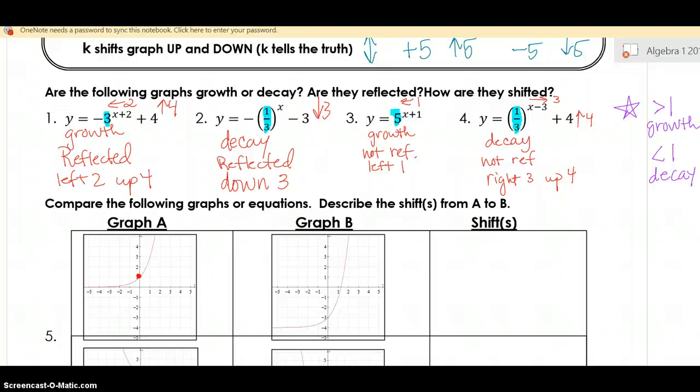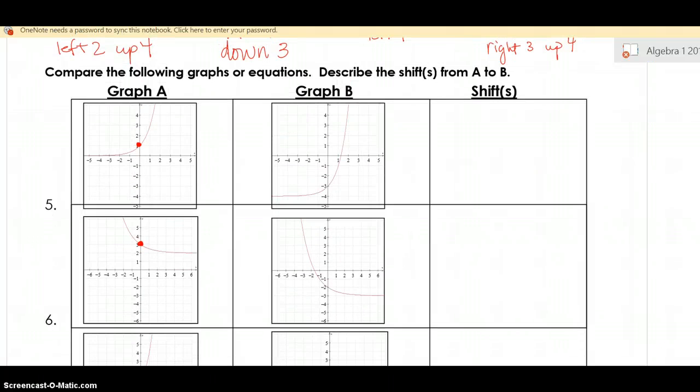Let's look at this graphically now. It says compare the following graphs, describe the shifts from A to B. Now, on Friday, we shifted everything from a parent graph. Today, you really need to pay attention to graph A compared to graph B, because graph A is not necessarily going to be a parent graph. So you want to pay attention to the point on the y-axis, the y-intercept, and figure out where it starts and where it ends. How does it shift?